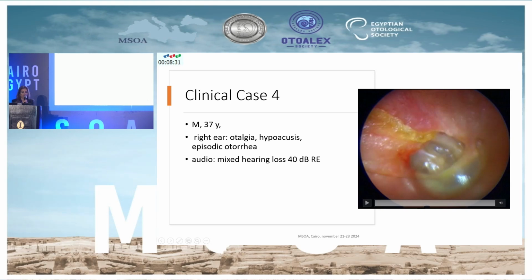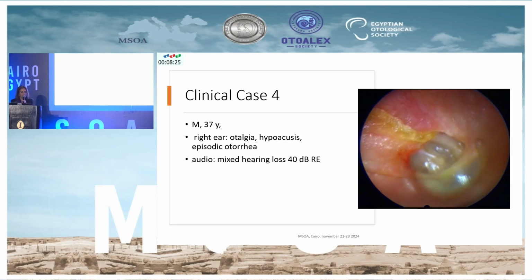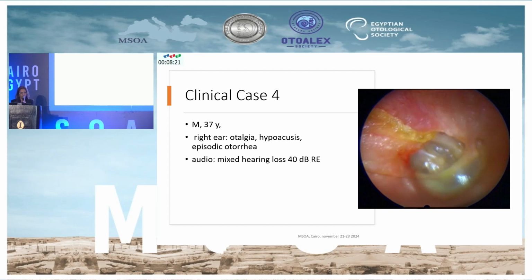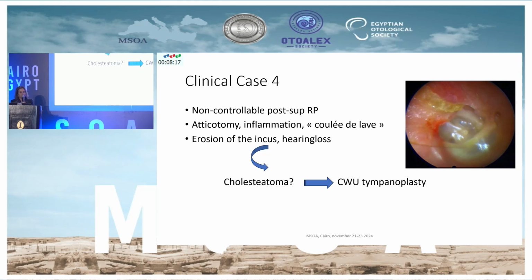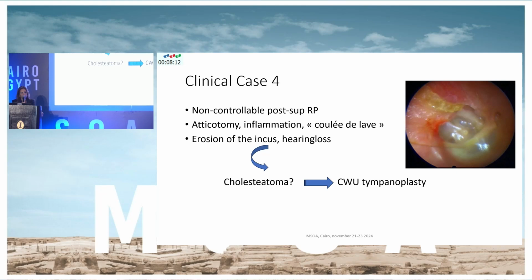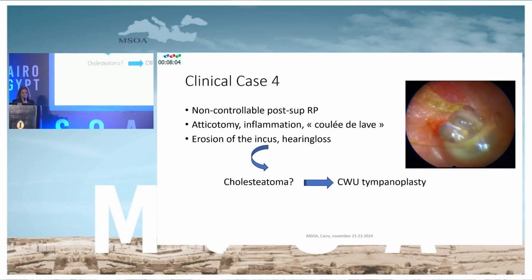An important sign here in otoscopy is the lava flow. So it signs the evolution to cholesteatoma. So we propose surgery and dissection of the retraction pocket and the total reconstruction of the tympanic membrane and the canal bone, the defect in the canal bone.